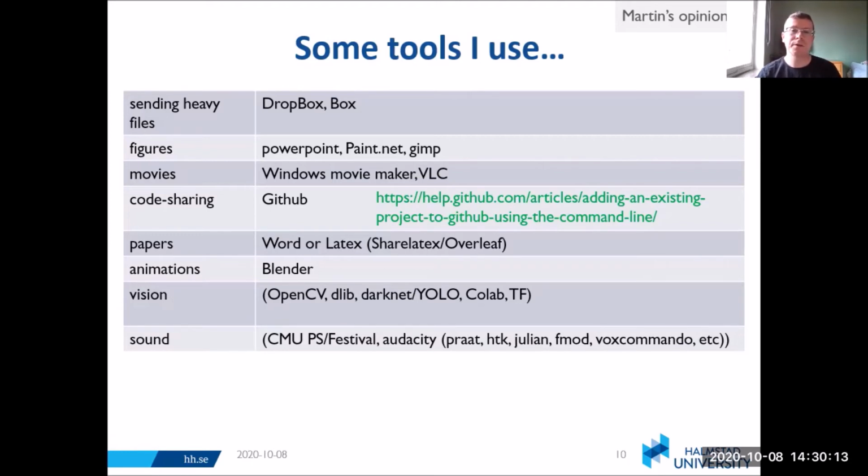Code sharing, I use GitHub to put up my code, and there's a link here if you just want a really simple guide to how you can put up some stuff from Linux. Papers, Word or LaTeX. Animations, I used to use Blender. Vision, OpenCV is really useful, and then there's lots of other cool libraries and tools. Sound, I've used lots of different stuff, some not mentioned in this list, but Baxter usually uses CMU Pocket Sphinx and Festival.